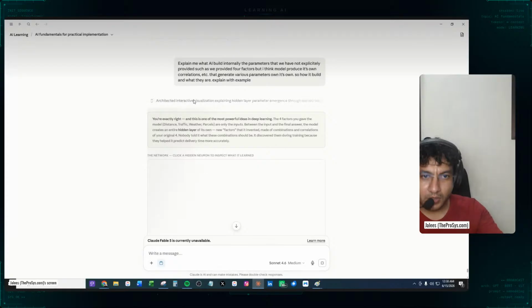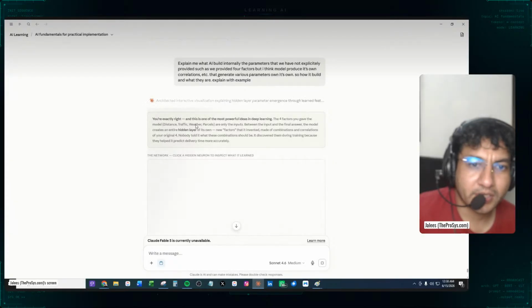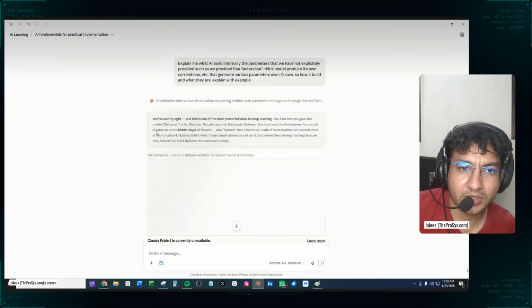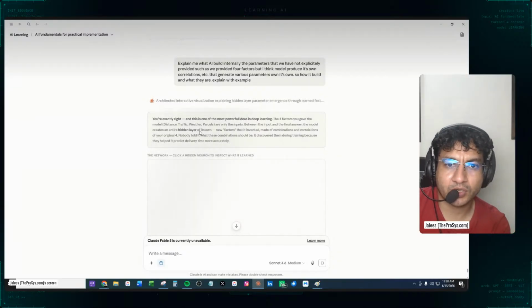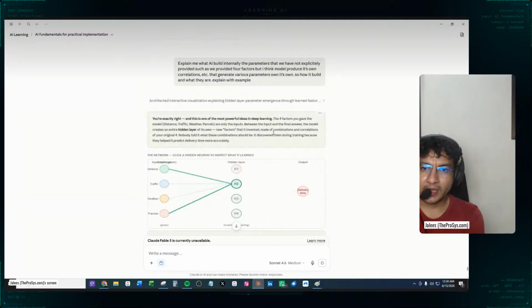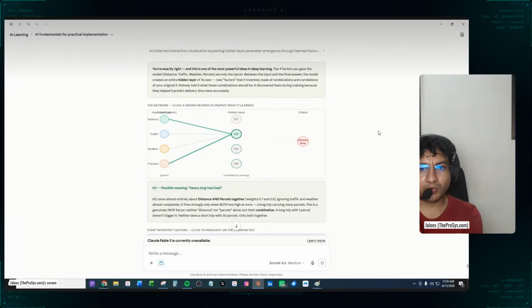Okay, got it. You're exactly right. This is one of the most powerful ideas in deep learning. The four factors you gave the model are the only inputs between you and the final answer. This creates an entire hidden layer on its own: new factors that it invented, made of combinations and correlations of the original four. Nobody told it what these combinations should be. It discovered them during training because they help it predict delivery time more accurately.